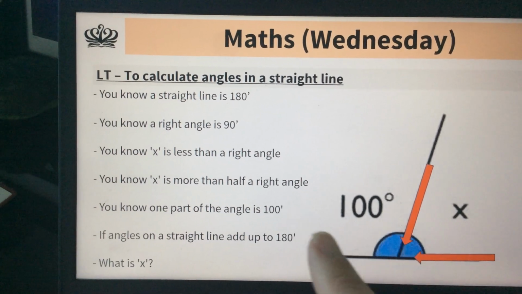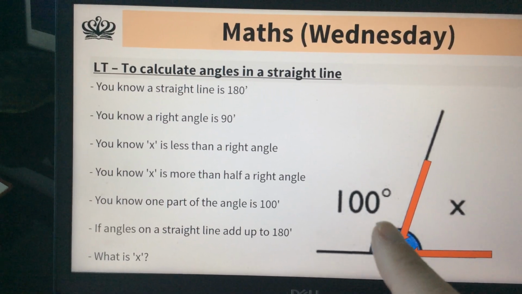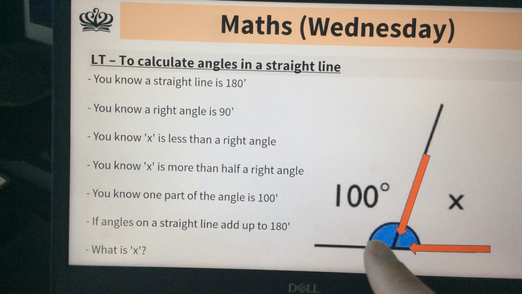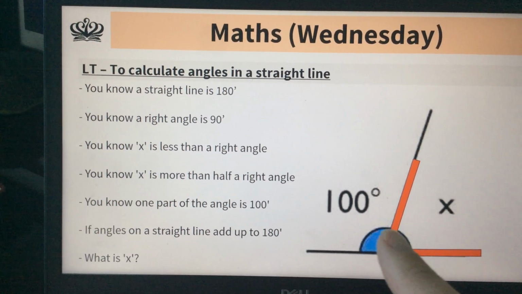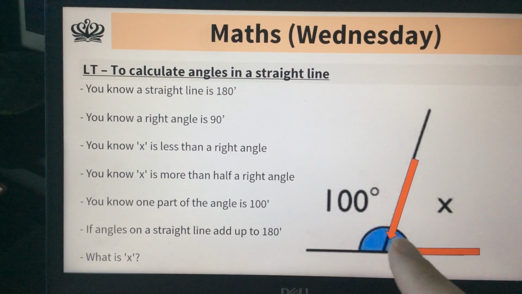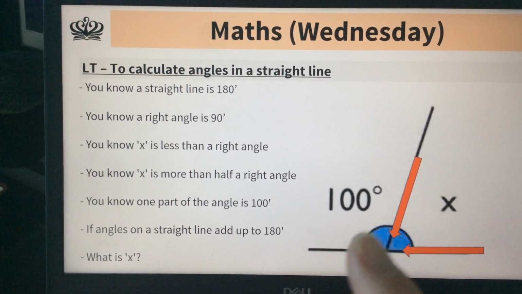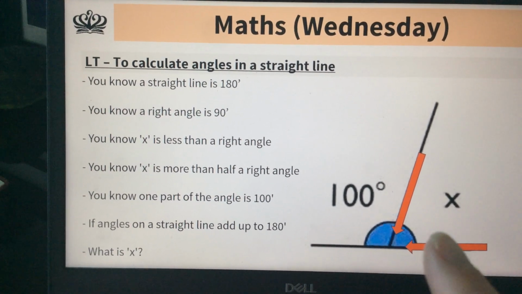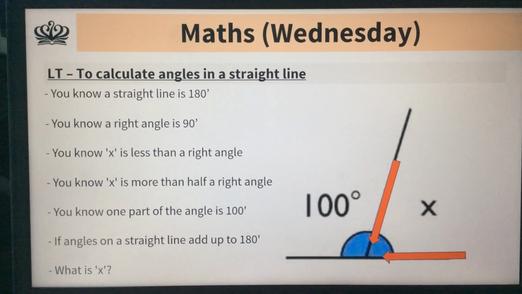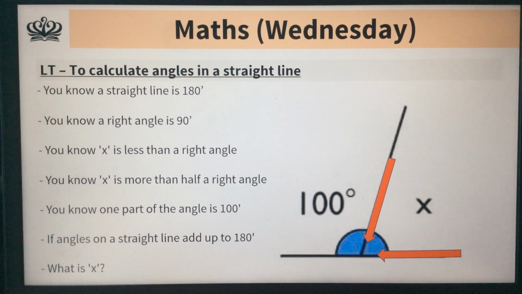We know that this section is 100 degrees. We know that angle there. And we know that the two angles, so those two blue angles, are going to add up to be 180. So you need to use all that knowledge to work out x. Some of you might be already telling me how to do that.